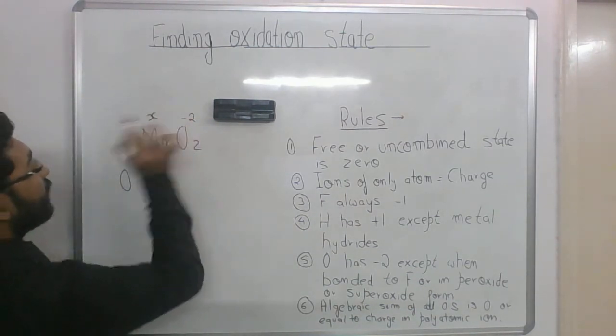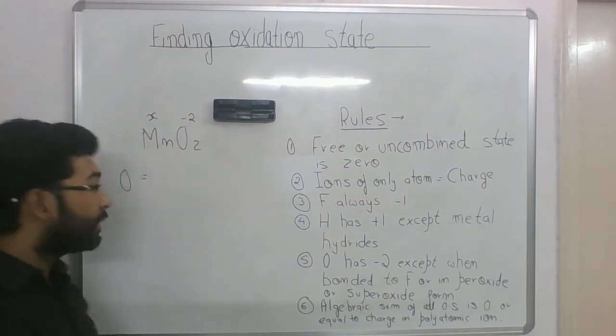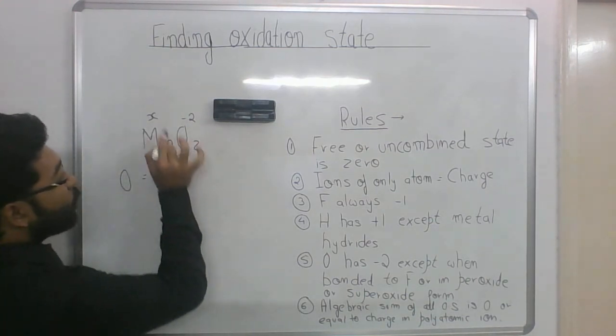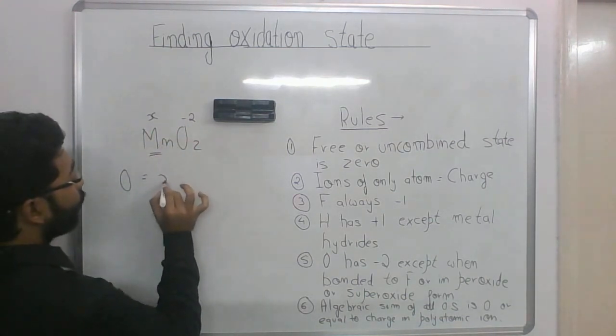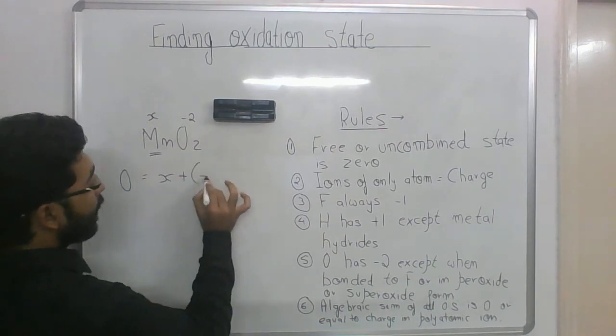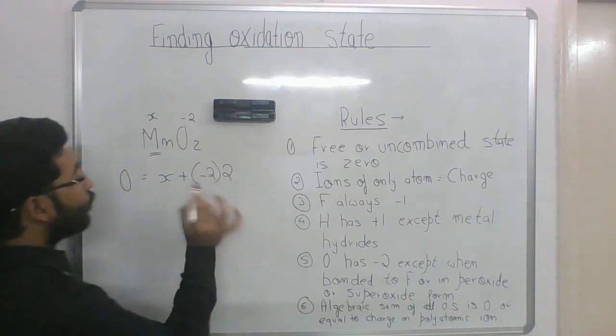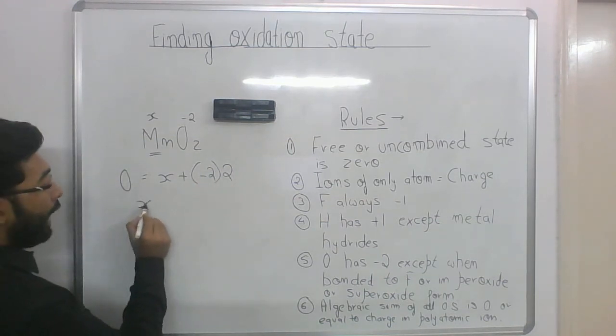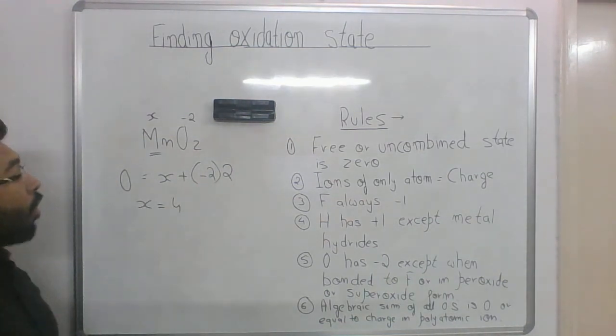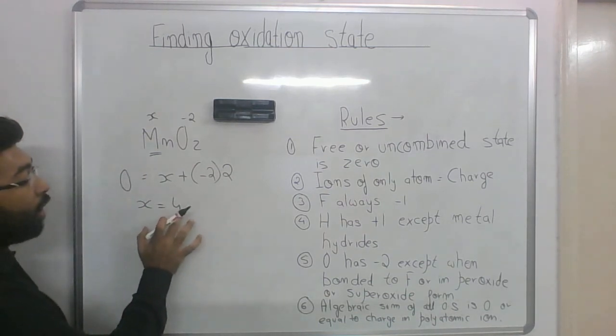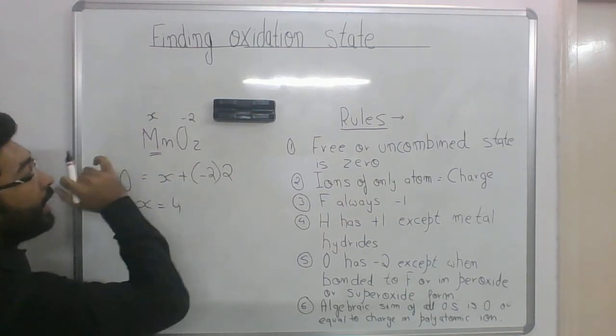So let the oxidation state of manganese be X. Therefore, we can write, since only one manganese atom is involved, X plus minus 2 into, since 2 oxygen atoms are involved, 2, equals 0, or X equals 4. So manganese has a formal oxidation state of plus 4 in MnO2.